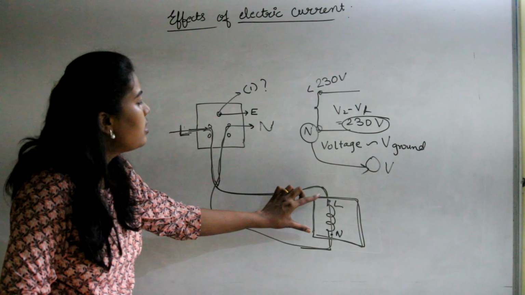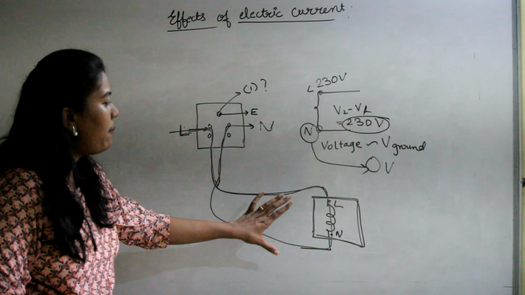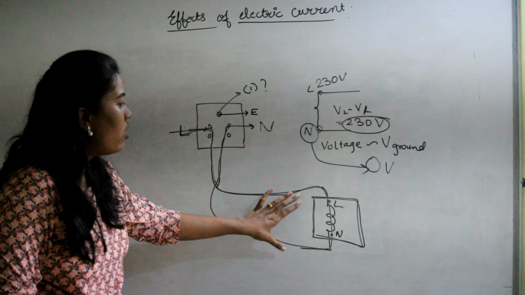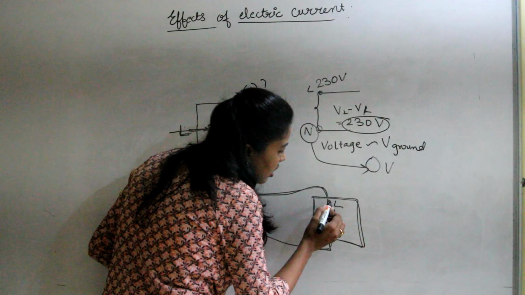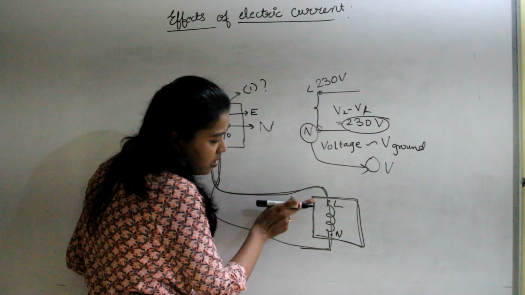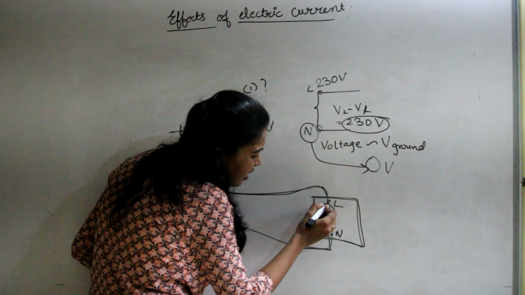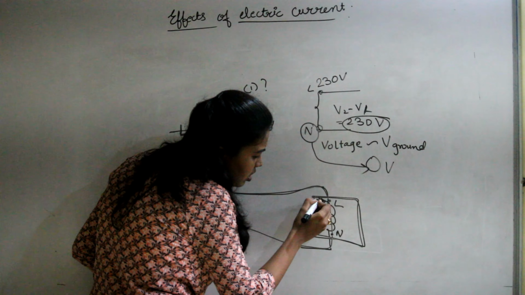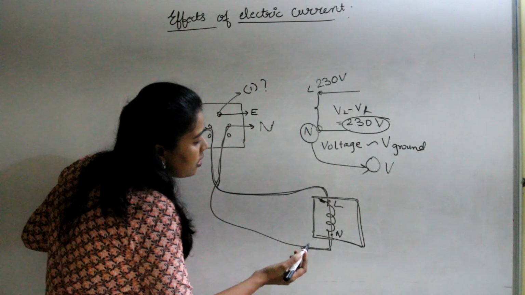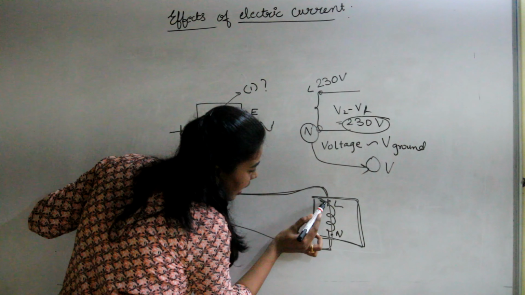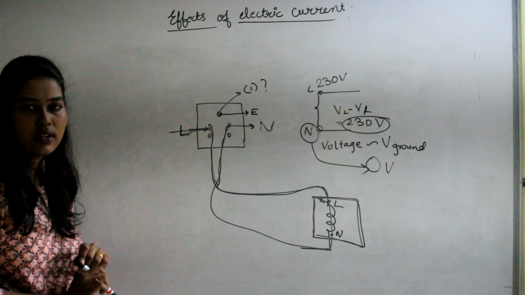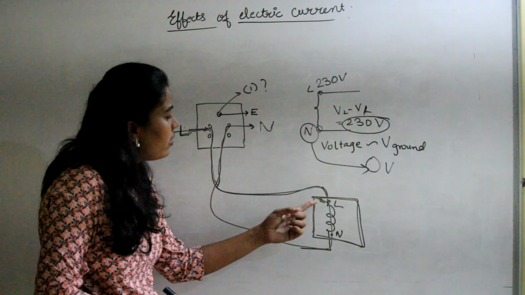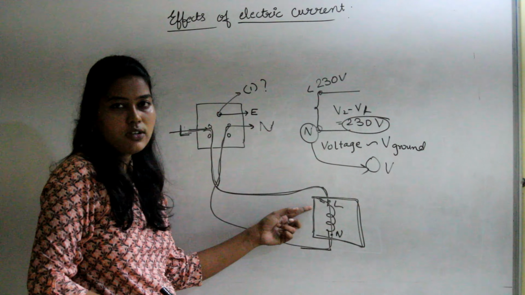Now suppose there is a fault in this apparatus while installing, and at the live terminal the insulation of the wire gets spoiled. Then what will happen? This live wire will come in direct contact with the metal casing of the apparatus, right?